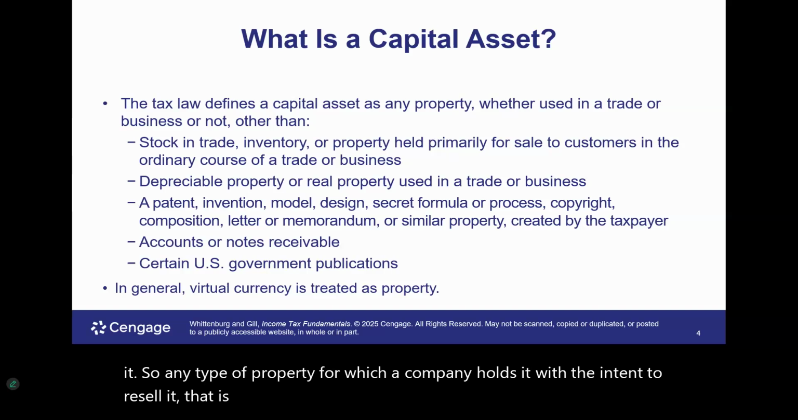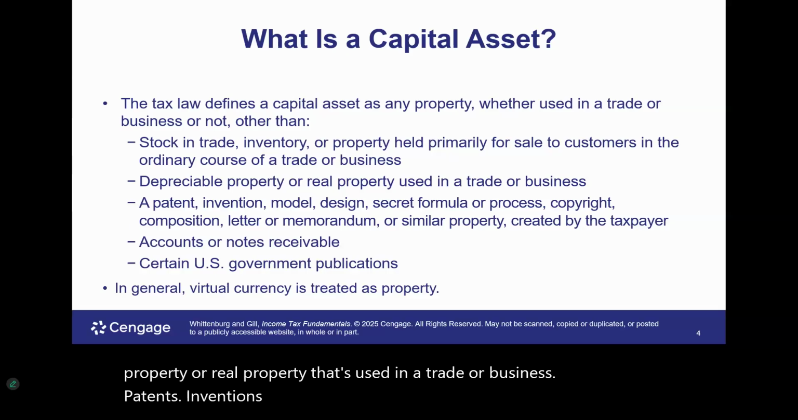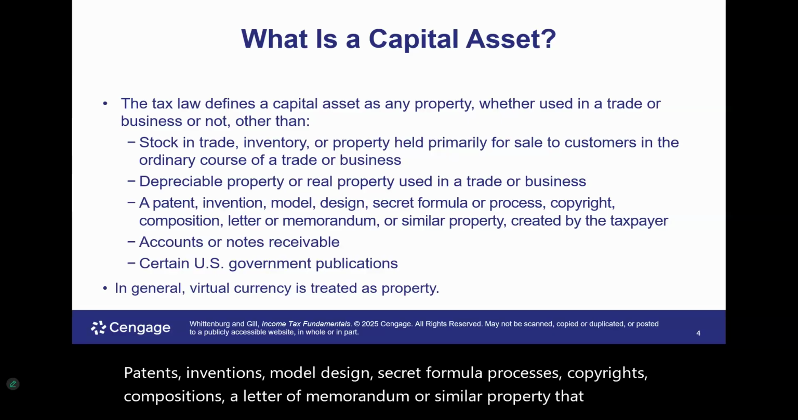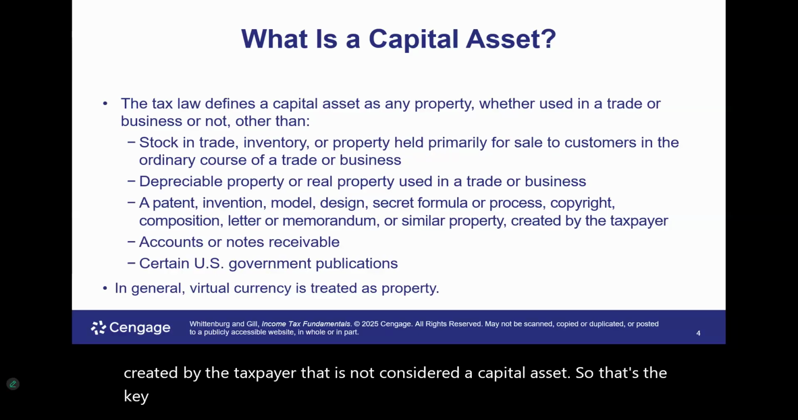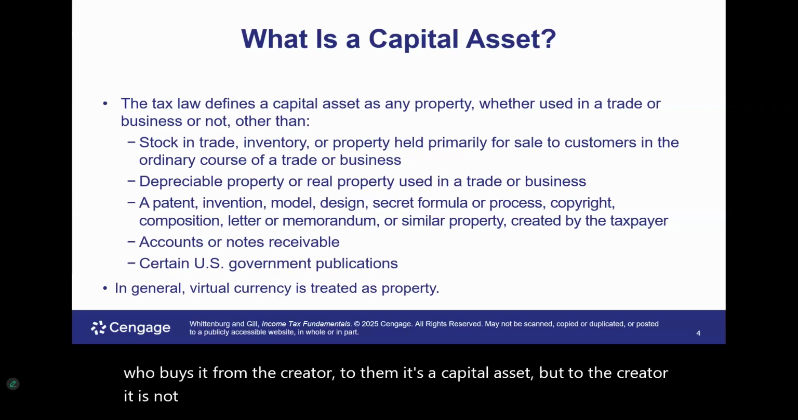Then we have depreciable property, or real property that's used in a trade or business. Patents, inventions, model designs, secret formula processes, copyrights, compositions, a letter or memorandum, or similar property that was created by the taxpayer, are not considered capital assets. That's the key thing. If you purchase it from the person who created it, to the buyer it's a capital asset, but to the creator it is not considered a capital asset. Accounts or notes receivable and certain U.S. government publications are not considered capital assets.